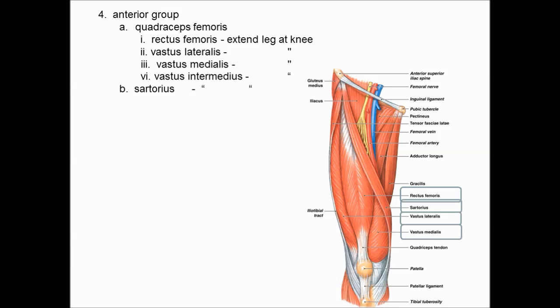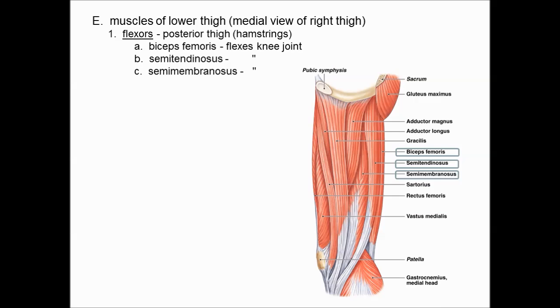Across there's a strap-like muscle that extends across all of these called the sartorius. I think of it as a sartorial splendor, a magnificent muscle that waves across the front of the thigh. But anyway, it's another member of this anterior group to extend the leg.